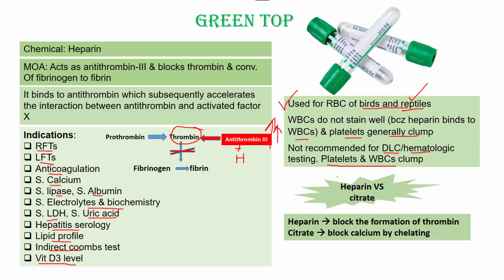So coming back, there is a difference between heparin versus citrate. What's that? Heparin blocks the formation of thrombin. Citrate blocks the calcium by chelating.